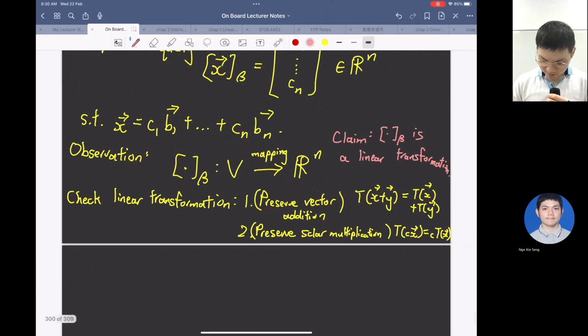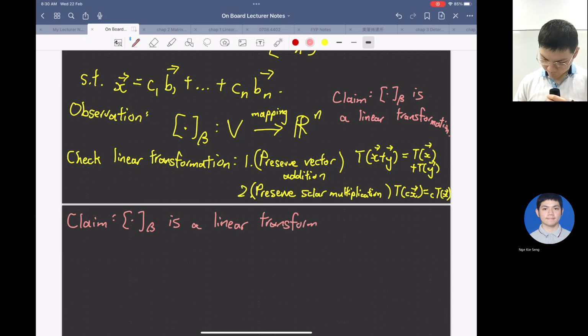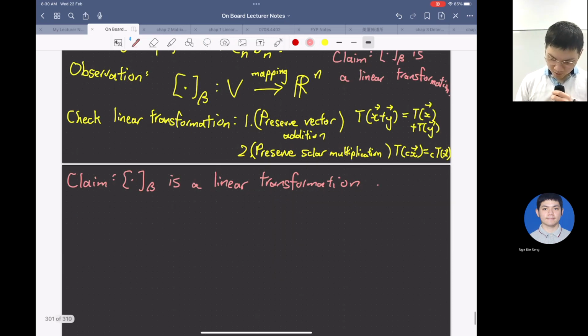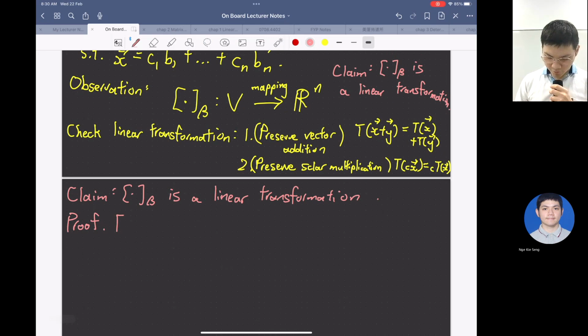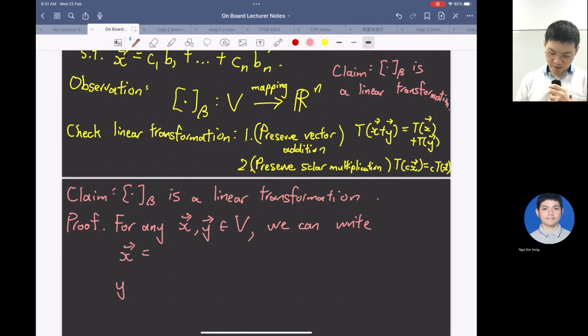So the claim is, let's prove this claim here. Claim: this is a linear transformation. Proof for property one. Let's take any x and y in my vector space. What can I do? We can write our x and y as a linear combination of our bases, right?